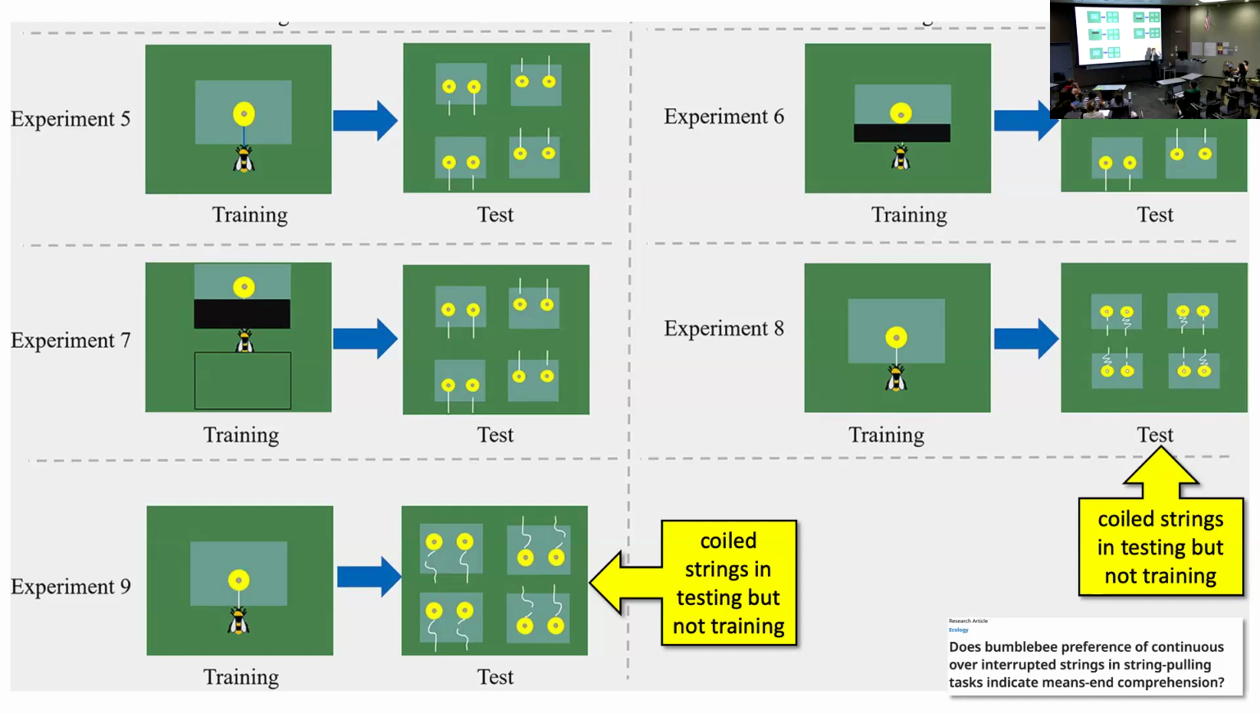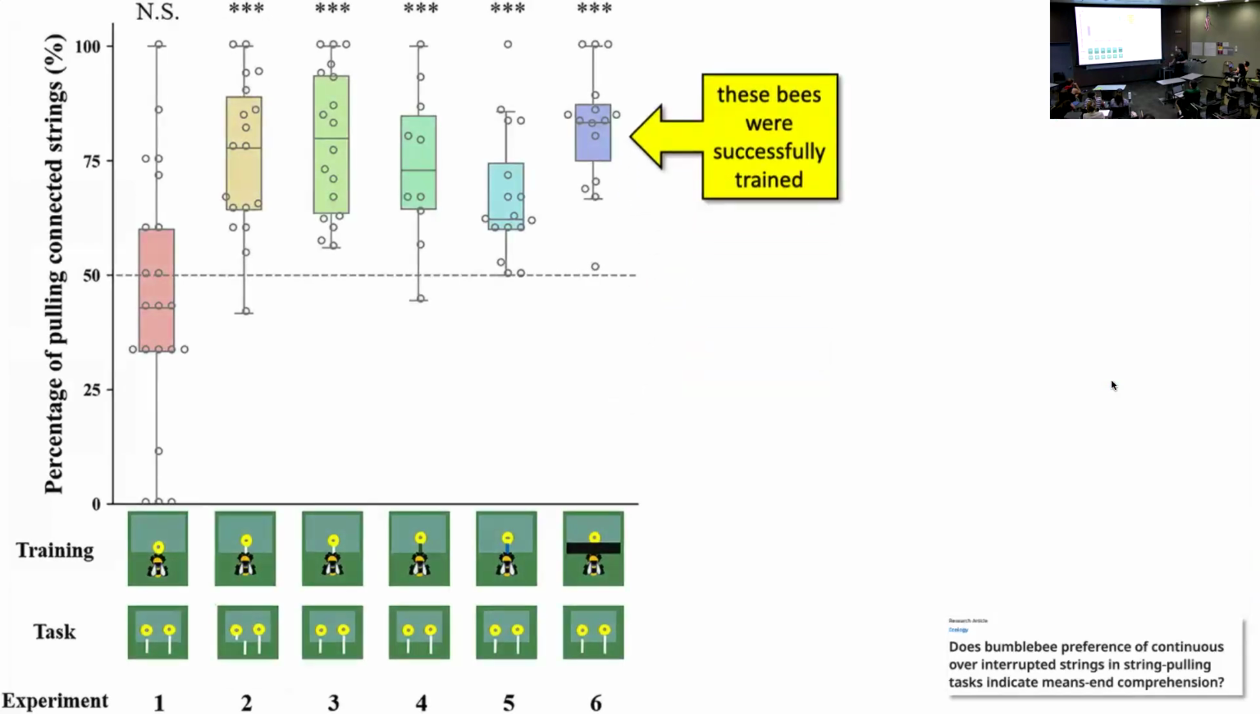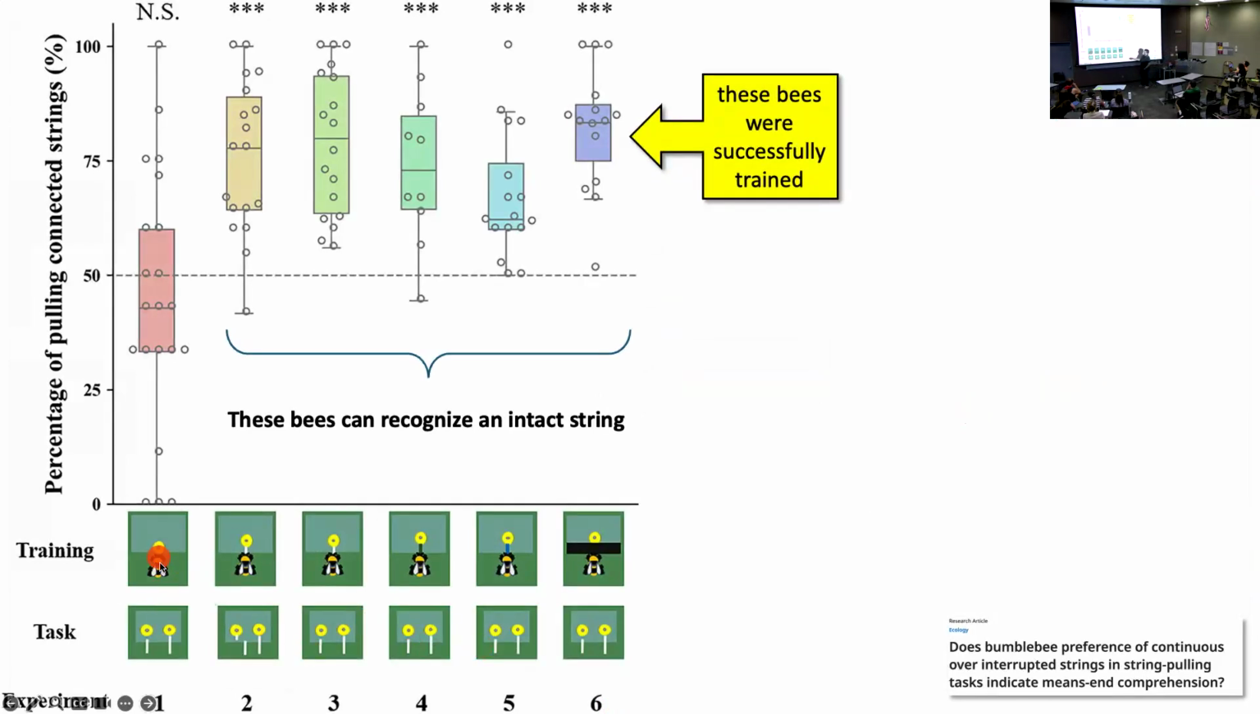So that involves those internal states. And so we look at results here. Across experiments 1 through 6, we can see that in certain training regimes, when you train them without a string and then you give them the string task, they go to either string with roughly 50%. Sometimes they go to one, sometimes they go to the other, but it's basically 50-50 which one they go to.